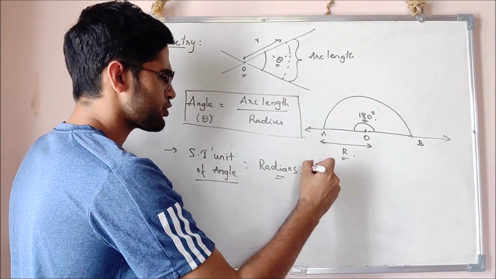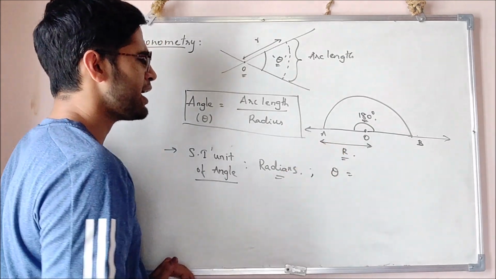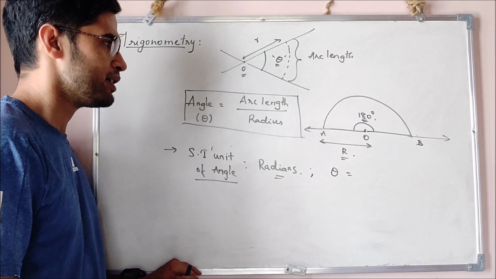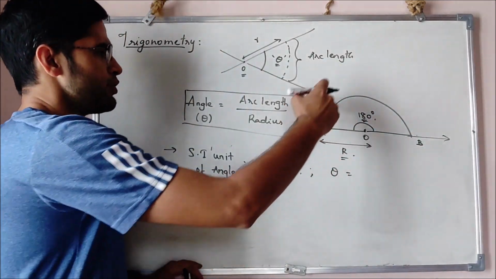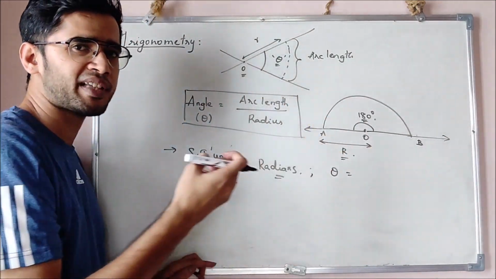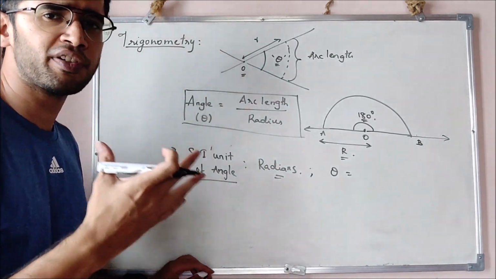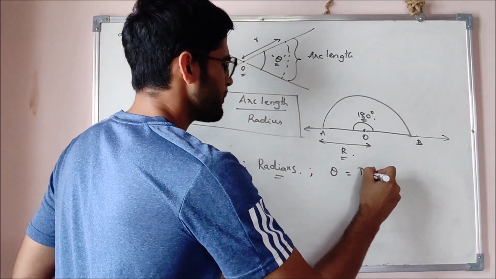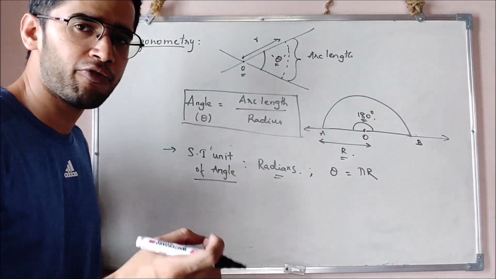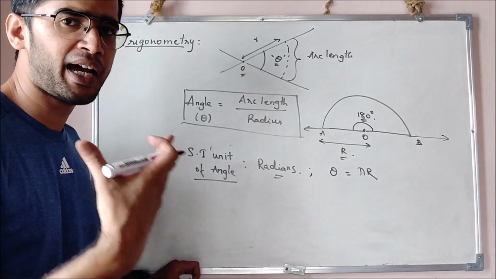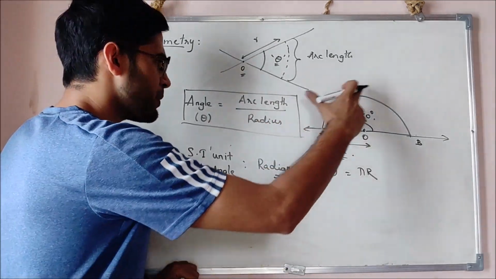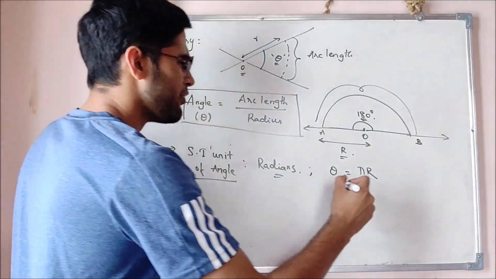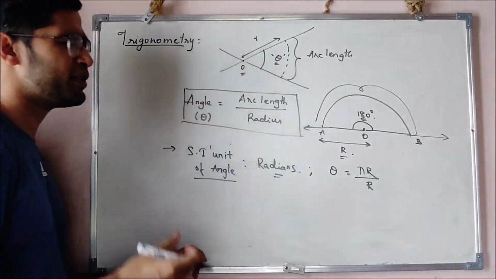So what was the definition of angle? Your angle is equal to arc length divided by radius. So what will be the length of the arc over here? You're familiar with this diagram. This is a diagram of a semicircle. What will be the perimeter of a semicircle? It will be equal to pi r. It's half of the circumference of the circle, so half of 2 pi r. So the length of this arc for this particular case will be equal to pi r, and that divided by r will give you the angle, right?